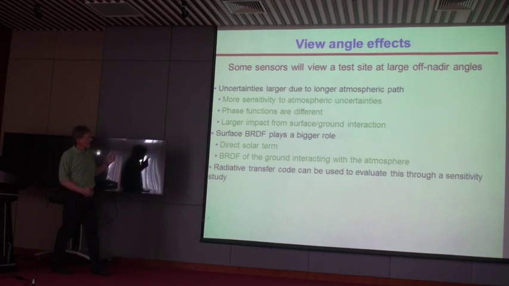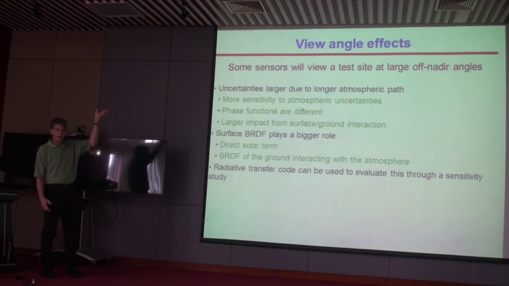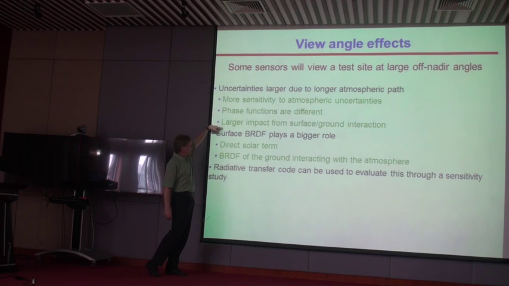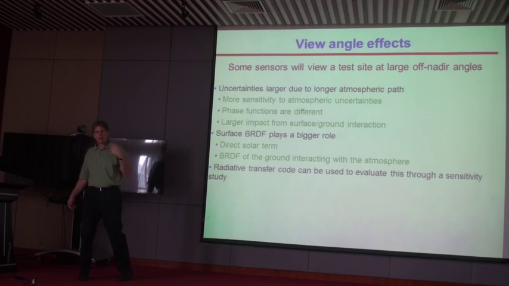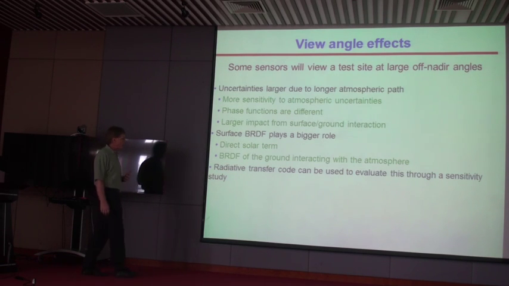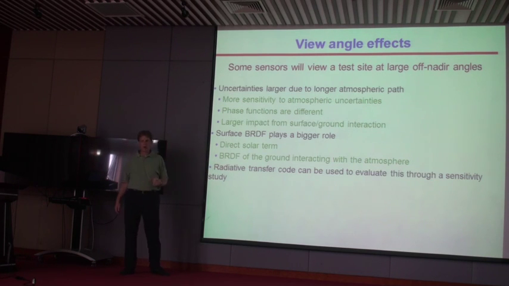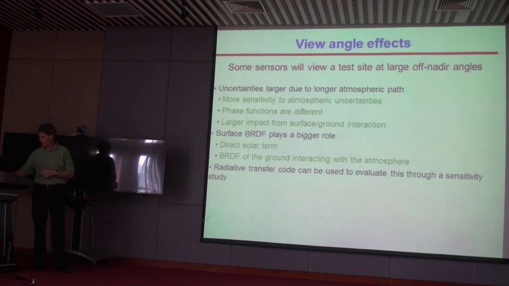View angle effects. Some sites you get large view angles. If it's a geostationary looking at northern latitudes, you get a large view angle. Typically you get larger uncertainties in those cases because of the path length. You're more sensitive to atmospheric influences. Surface BRDF is a bigger problem. You have to figure out a way to remove that uncertainty, to make that not be important. And we can figure that out through the radiative transfer code and just do sensitivity studies. So one of the sections at the very end is the sensitivity analysis discussion.